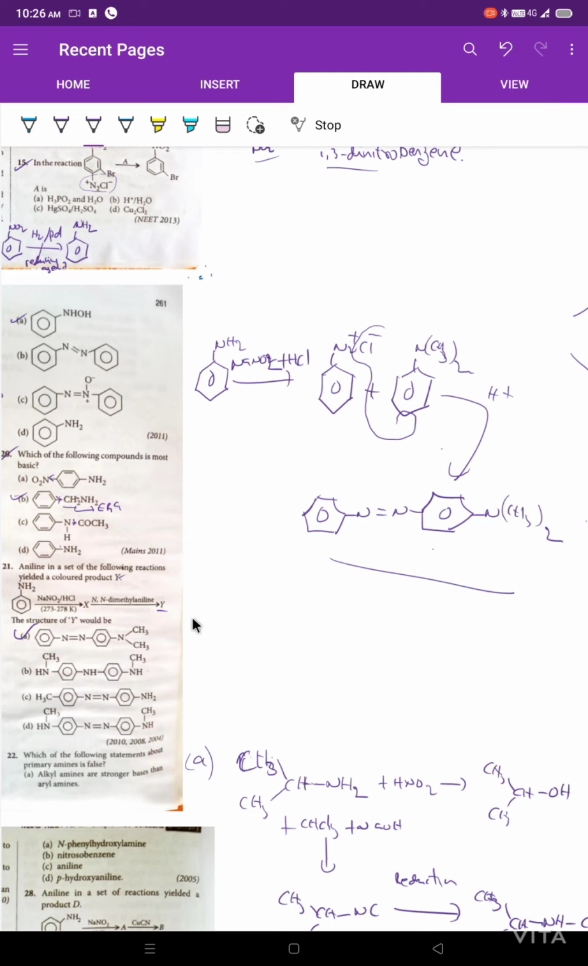Only one thing we have to remember: N,N-dimethylaniline. This is known as N,N-dimethylaniline. So you can easily get the answer.